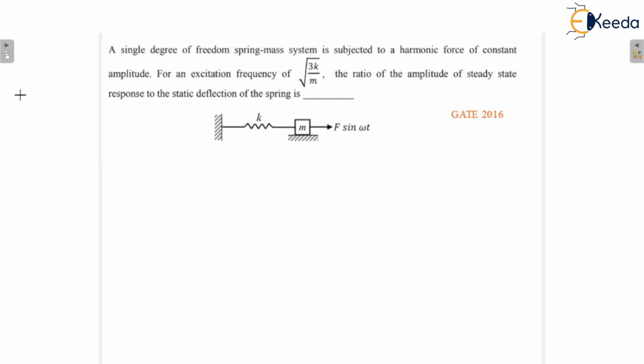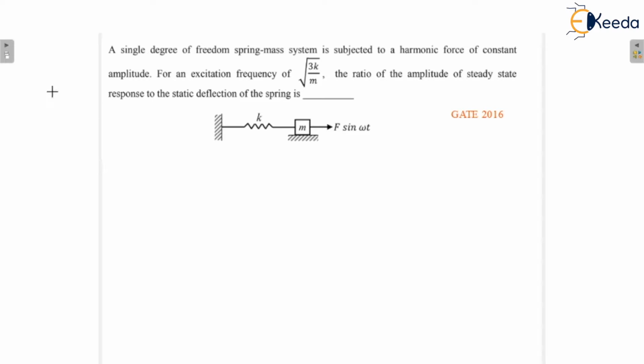GATE 2016. A single degree of freedom spring mass system is subjected to a harmonic force of constant amplitude for an excitation frequency of under root of 3k by m. The ratio of amplitude of steady state response to the static deflection of the spring is. We have to calculate the ratio of amplitude of steady state response to the static deflection of the spring.